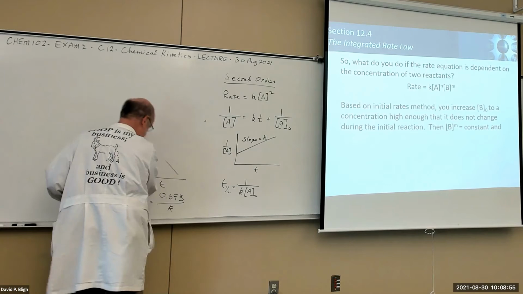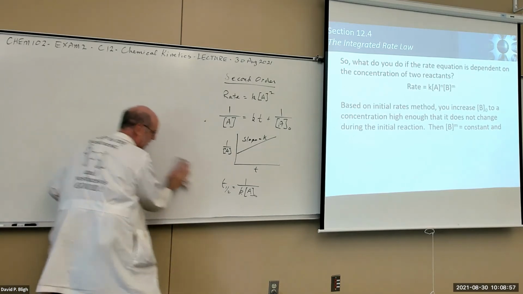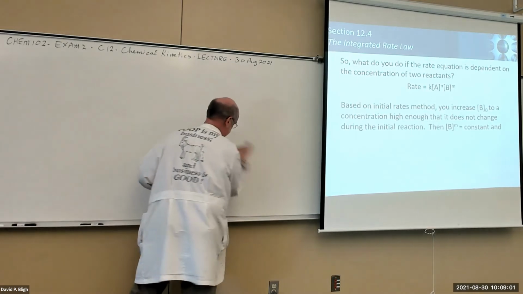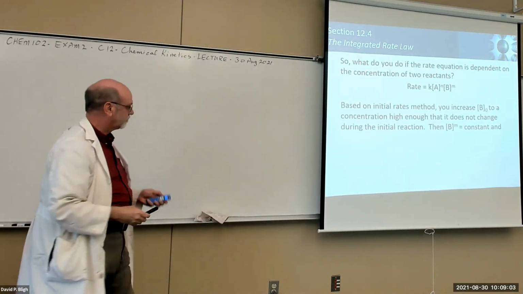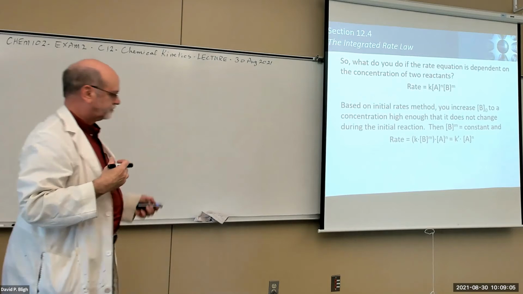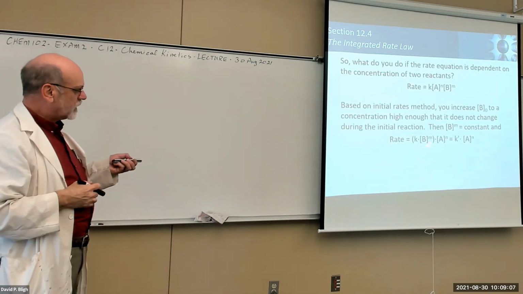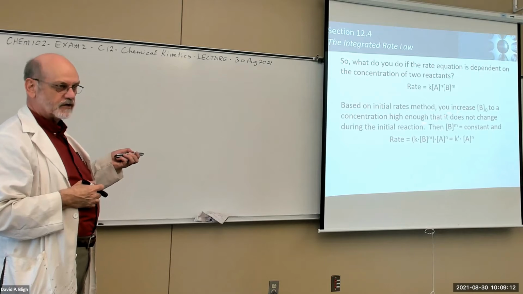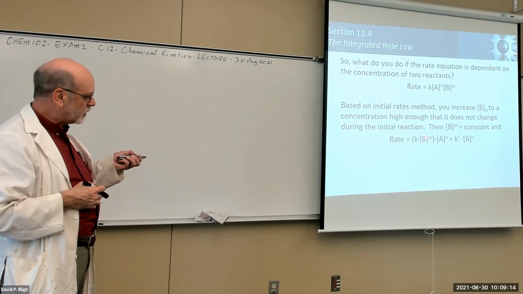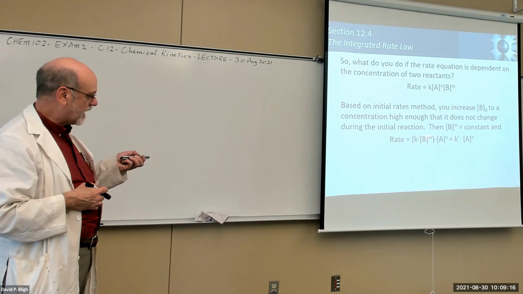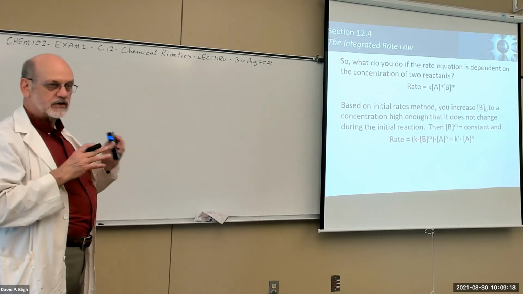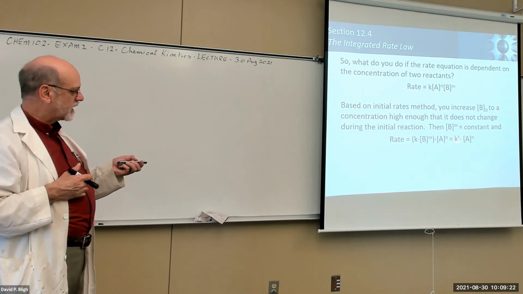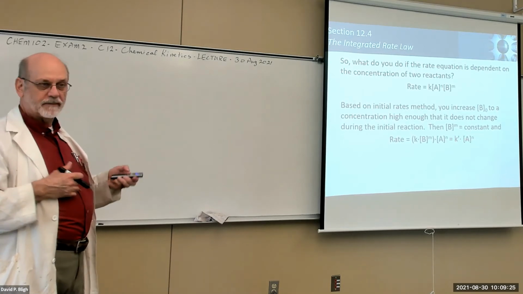So do I have that already in the slide? Let me see. Yeah. Okay. So if B is such a high concentration that it's virtually constant during the initial rate, then we can say B to its power times K is a new constant. We call it K prime. So now the rate is K prime times A to the N.